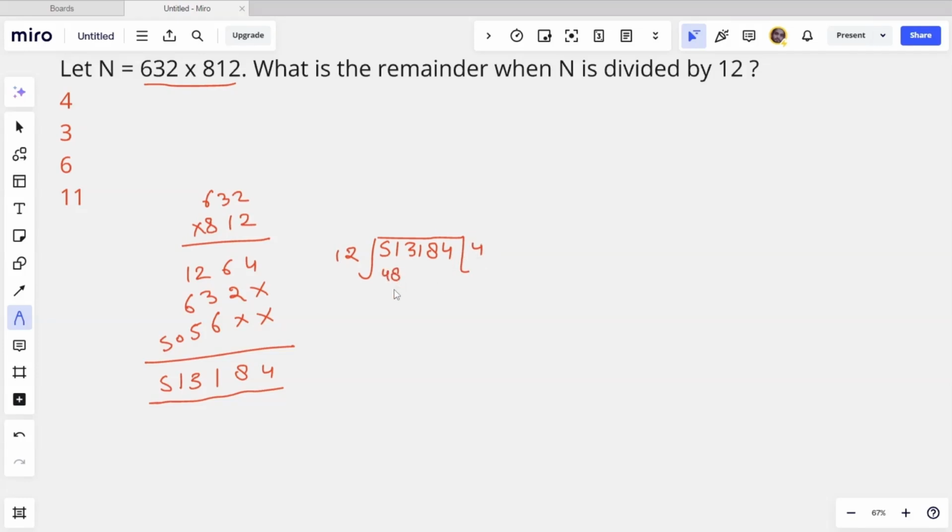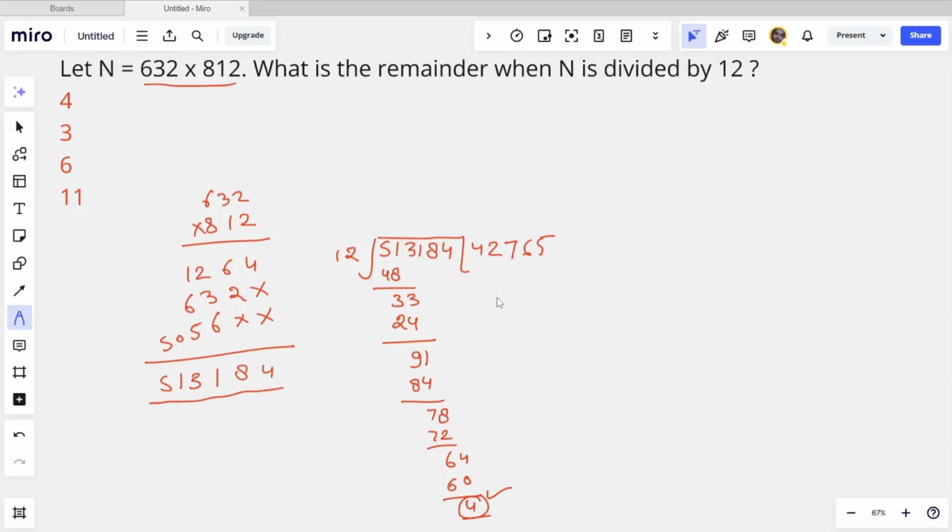12 fours are 48, it will become 3 and 3, and it will become 24 and 6 3, which is 9 and 1, and 7 twelves are 84, it will become 7 and 8, it will become 7, and 6 and 4. So as you can see, the remainder is 4. So we can say our first option is the correct option.